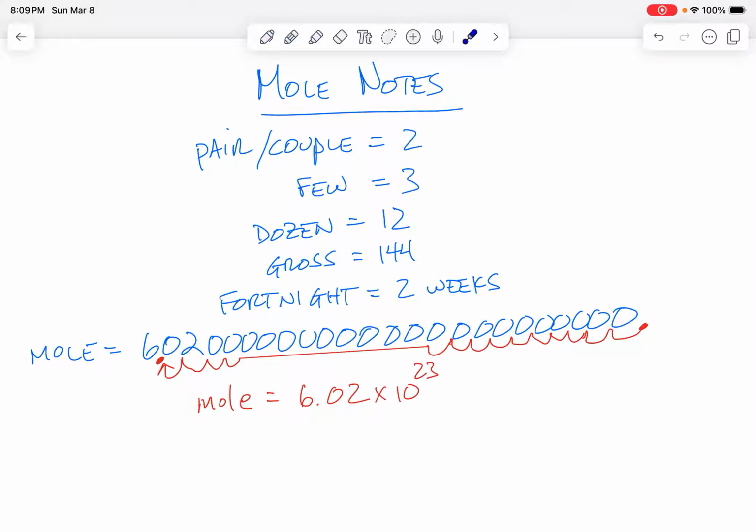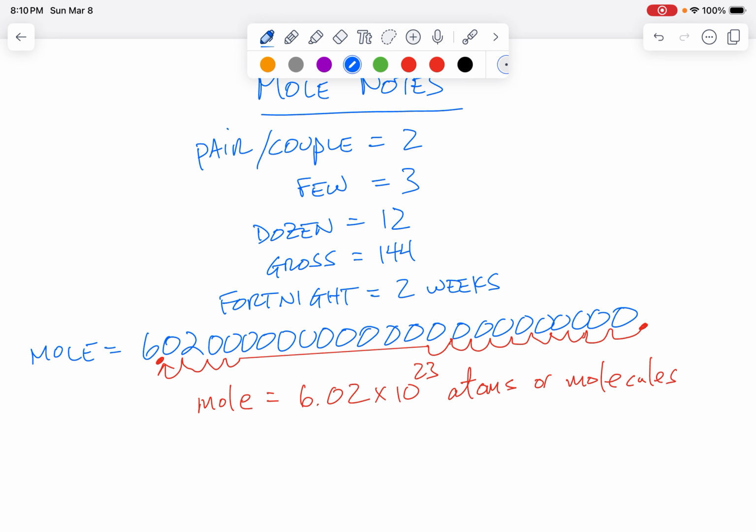Now, if you're not super familiar with scientific notation, the 23 references how many times we moved our decimal place over, so that we got a number between 1 and 9. And it's a positive exponent because this number is greater than 1. Chemists and scientists typically only use this number when we're talking about atoms or molecules. But if you had a mole of anything, you would have 6.02 times 10 to the 23rd of them, no matter what they were.